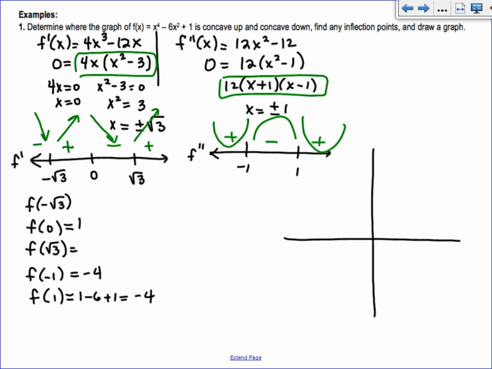If I do square root of 3, I get square root of 3 to the 4th minus 6 times square root of 3 squared plus 1. Square root of 3 to the 4th, what's that? 3 squared, which is 9. So you have 9 minus 6 times 3 is 18 plus 1. So negative 9 plus 1 is negative 8. You get the same thing for negative root 3.